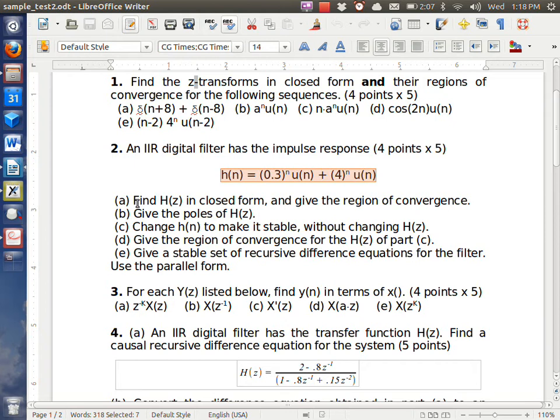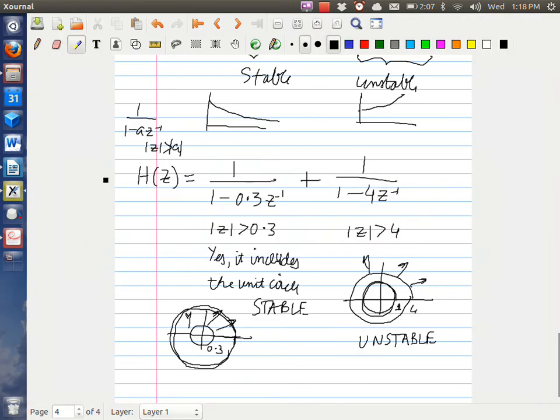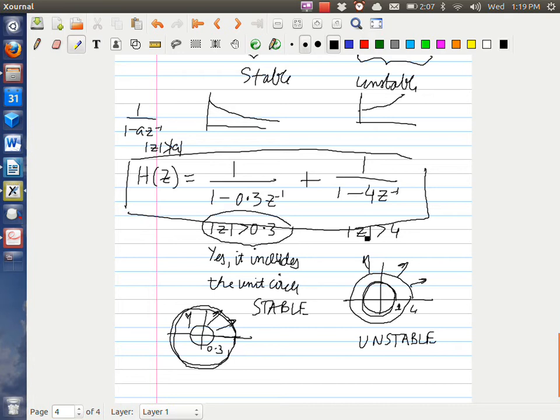Back to the problem. The first part is finding just the H of z and giving the region of convergence. So this is the H of z. Just this is correct. And what about the ROC? You have two separate ROCs from the two terms. So what do you do? You take the intersection. This one says mod z more than 0.3. This one says more than 4. The intersection is going to be just that. So that was A.